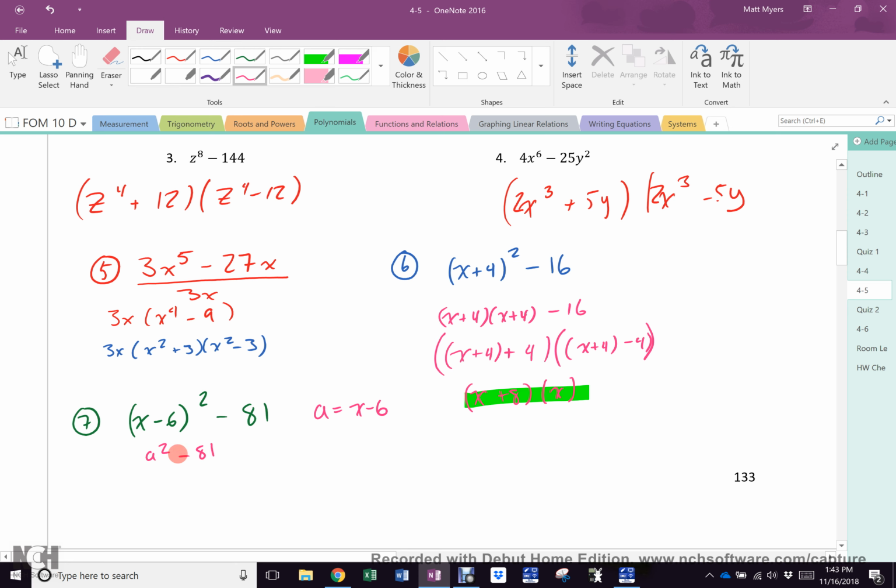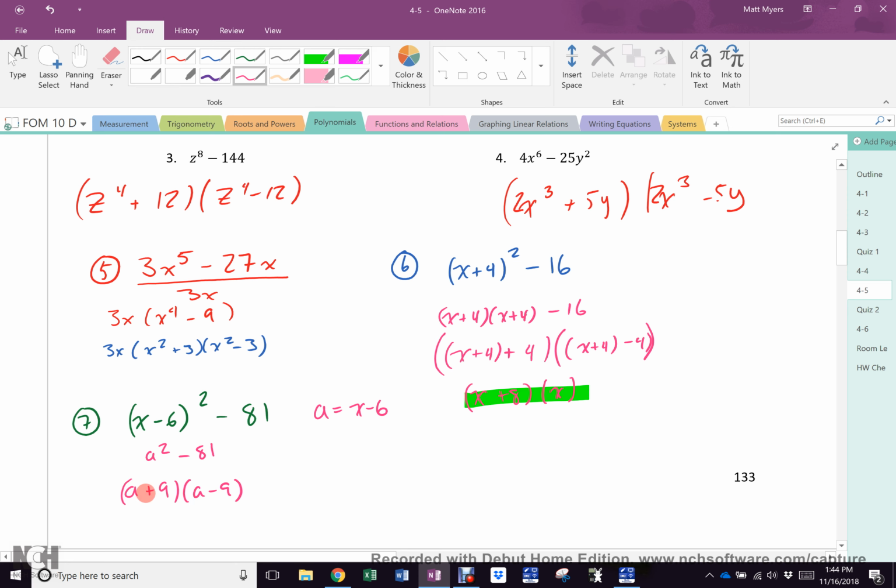Can I do that in my head? Can I do that in my head while I'm asleep, while I'm underwater, and while I'm having a bad dream? Of course I can, because what is this answer? A plus 9, A minus 9. But what's A? X minus 6.